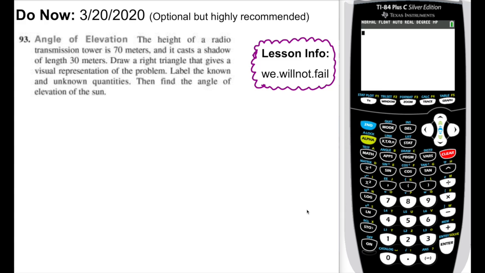And if you're given a problem, how do you know which one you're supposed to use? Now, we did the law of sines, and following that was a law of sines problem, right? Then we would do the law of cosines, and I give you a law of cosines problem. But what if I just presented you with a problem that you could use any skill for? We have to identify which to use. Okay, so this problem is called angle of elevation. The height of a radio transmission tower is 70 meters, and it casts a shadow of length 30 meters. Draw a right triangle that gives a visual representation of the problem, label the known and unknown quantities, then find the angle of elevation of the sun.